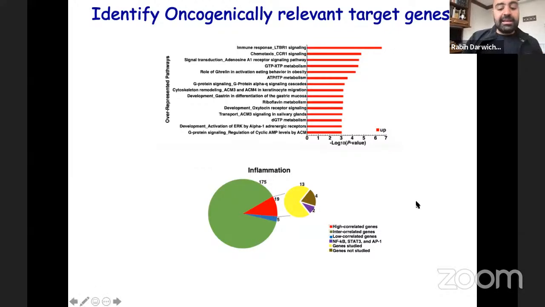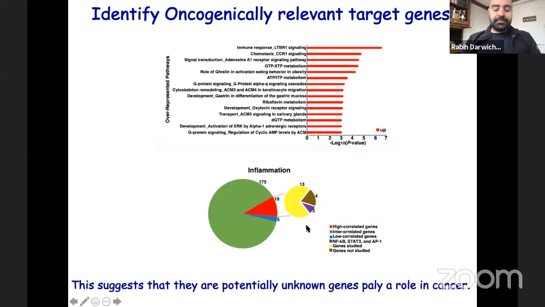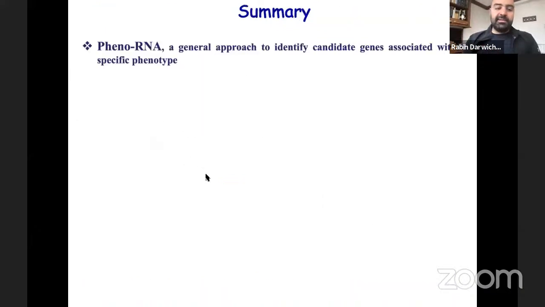4 of the 6 came up with our technique, pheno-RNA, and 2 came from other studies. So pheno-RNA also uncovers different genes that were never studied before. This suggests that they are potentially unknown genes that play a role in cancer. So here is how I used computational biology and bioinformatics to link phenotype to transformation. And at the end, we obtained a set of genes that might be important for cancer.